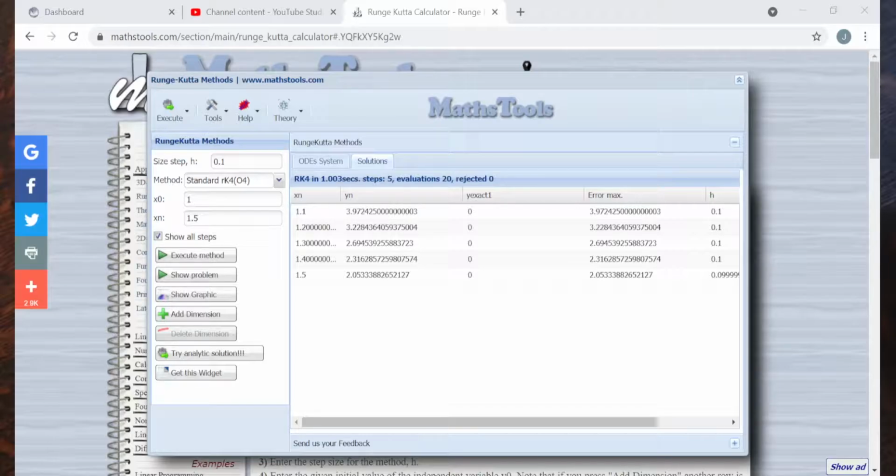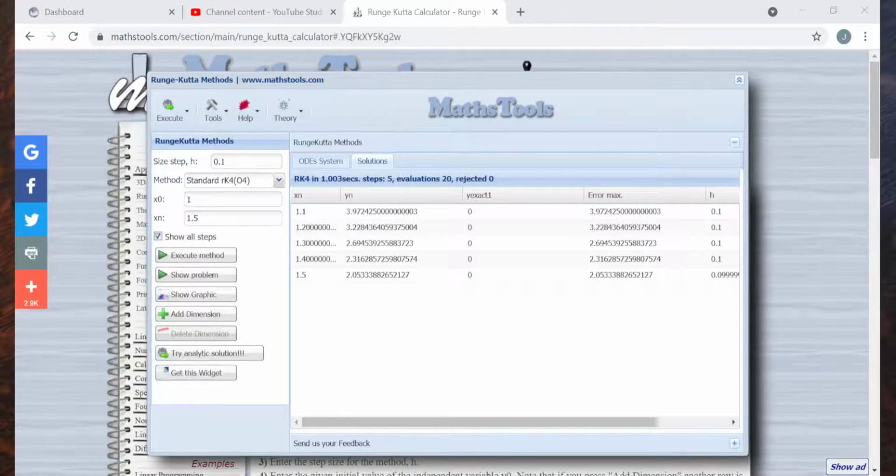Unless your instructor tells you specifically to do it by hand, I'd say jump to this and write this table out for them, just to show all the steps, write out the entire table. But if you're asked to do it by hand, then you'll have to do it the way I was doing it for that first step, with all the finding K1 through K4 and all that.